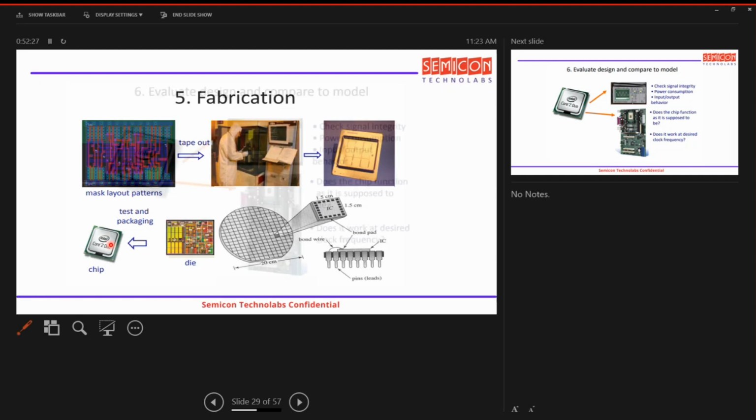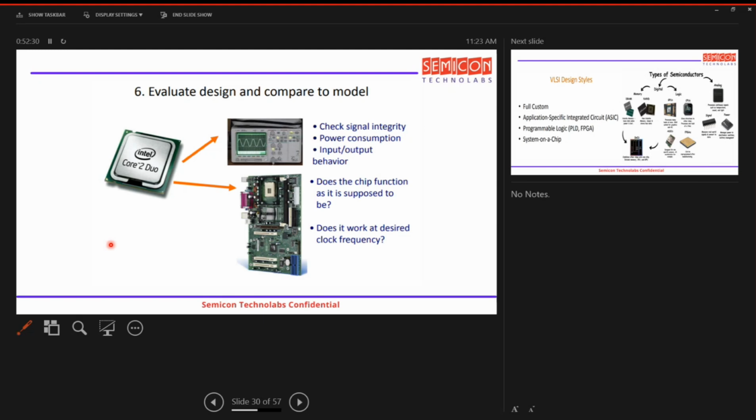Either way. Okay, evaluate design and compare to model. This is where your MATLAB comes into the picture again, where we evaluate the product. We check the signal integrity, power consumption, input output behavior. Does the chip function as it is supposed to? Does it work at the desired clock frequency? All these things matter a lot, and this is the PCB board. If you open any electronic device, you can easily see the electronic board sitting here, and then we have chips integrated here. These are all the chips, multiple chips which are working together, connected through routes in the board. We do this soldering here in order to connect all these components.